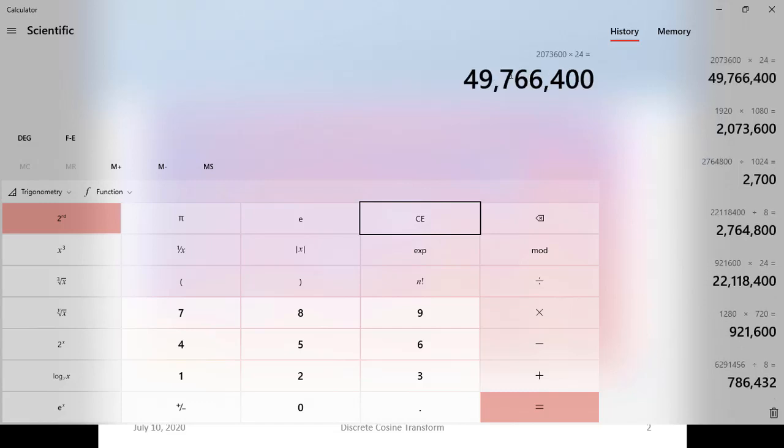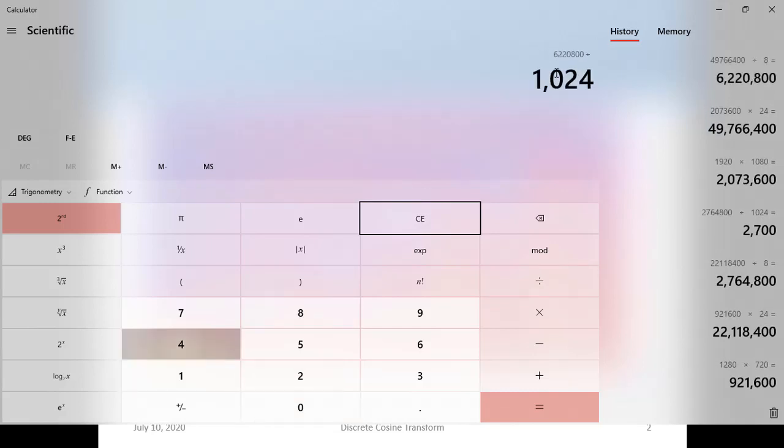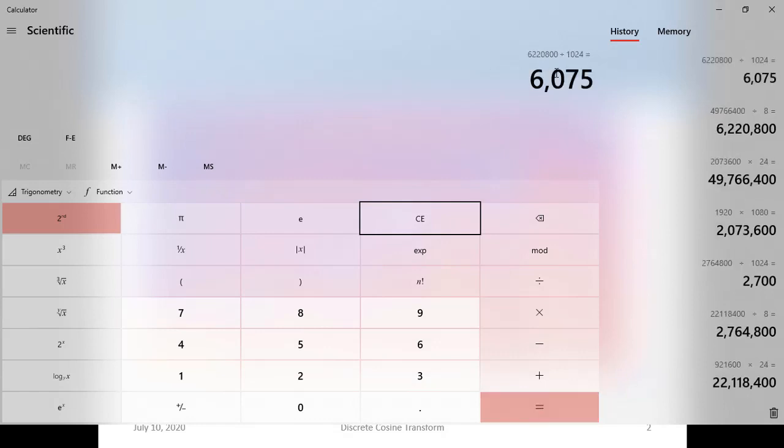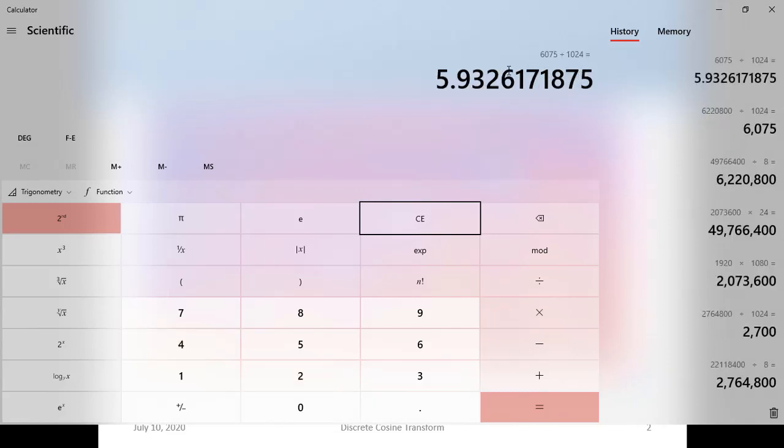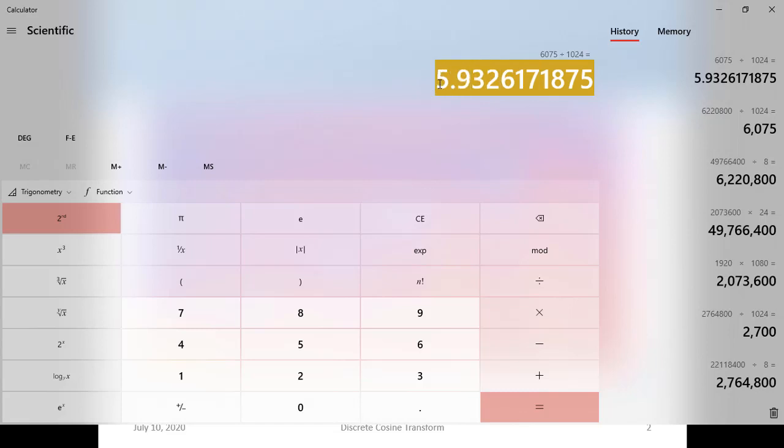So how much? 497 lakh, around 500 lakh bits, divided by 8. So 62 lakh bytes, divided by 1024. So how much? Around 600 kilobytes, right? So if you again divide by 1024, it is how much? 6 MB. So an HD image will be around 6 MB, right?